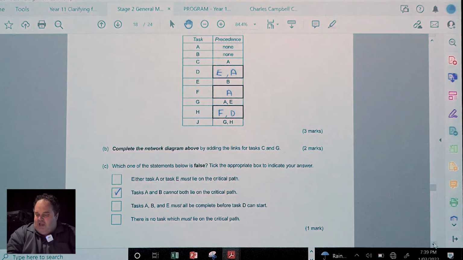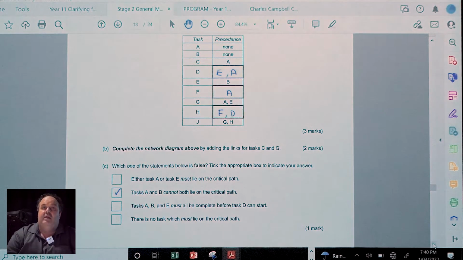Part C, it was a case of just working out which one, be careful, it's got false, which one of the statements didn't work, which was tasks A and B cannot both lie on the critical path. If I have 2 critical paths, they could both lie on, so therefore that was the incorrect response there.